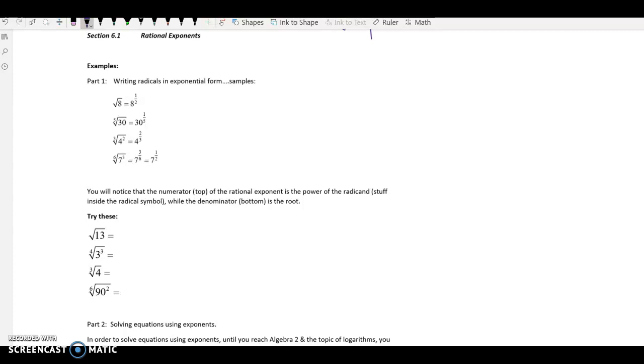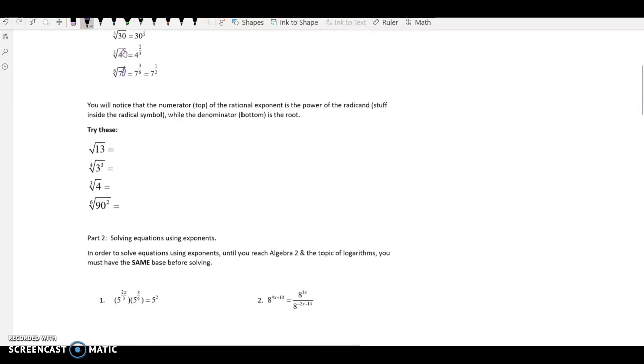In other words, the number on the outside of your root sign is always the denominator, and the number on the inside, so this 2, is your numerator. So you'll see here, we took this 2 and made it 2/3. We took this here and made it 3/6, which simplifies to 1/2.